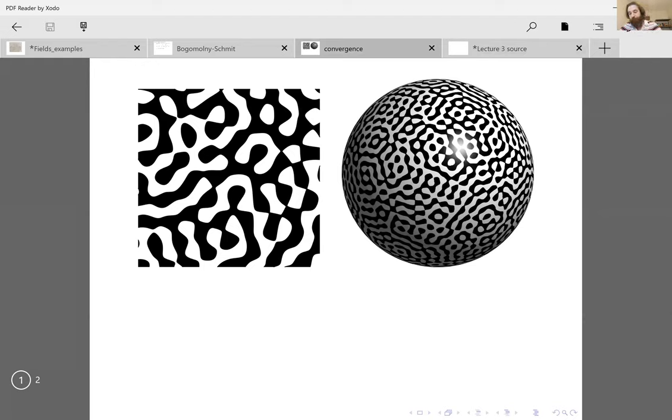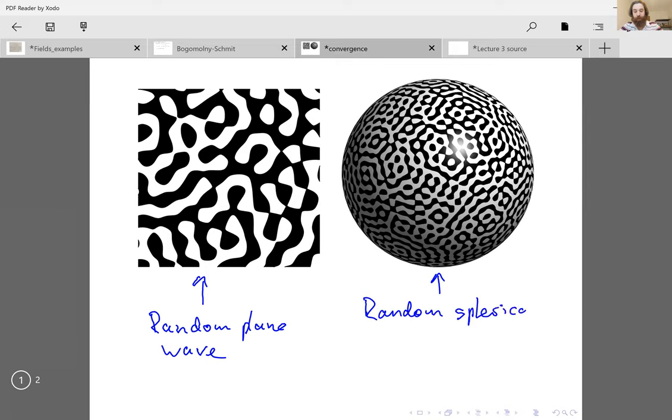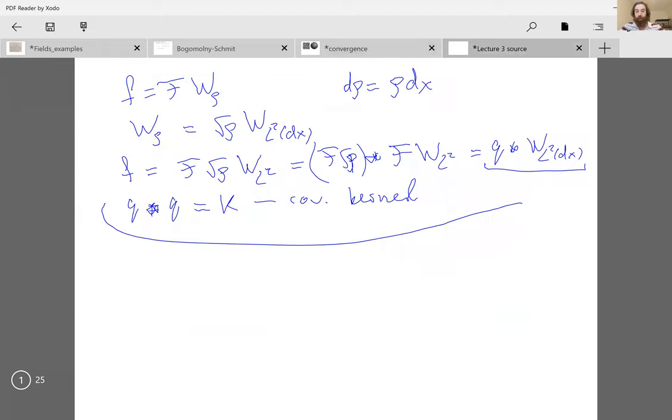So on the left, this is a random plane wave. And this one is what is called a random spherical harmonic. I think when you just look at these two pictures, it's quite clear that they are very similar. And so what happens is that, so what is a random spherical harmonic?